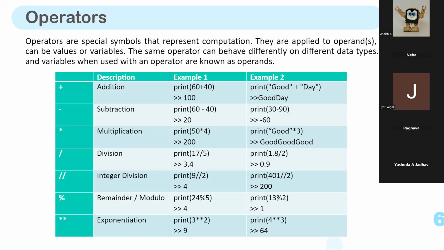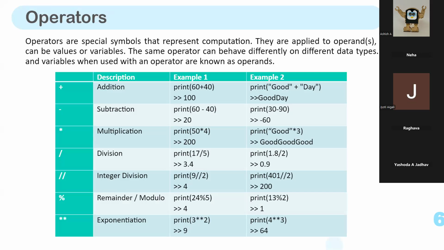Operators are special symbols that represent computation. For example, they are applied to operands, which can be values or variables. The same operator can behave differently on different data types. These values and variables, when used with an operator, are called operands.